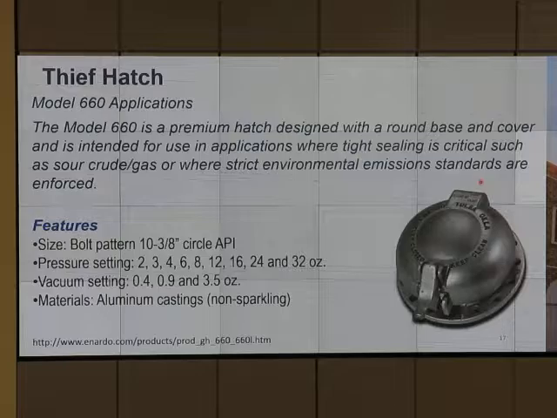And when you open, you have to be upwind, not downwind. If you are downwind and you open it, you can die. Some people die because of that. So this tells you the features: material is aluminum casting, non-sparking. So a dip hatch has to meet a certain standard. It's locked and it's tight and sealed.